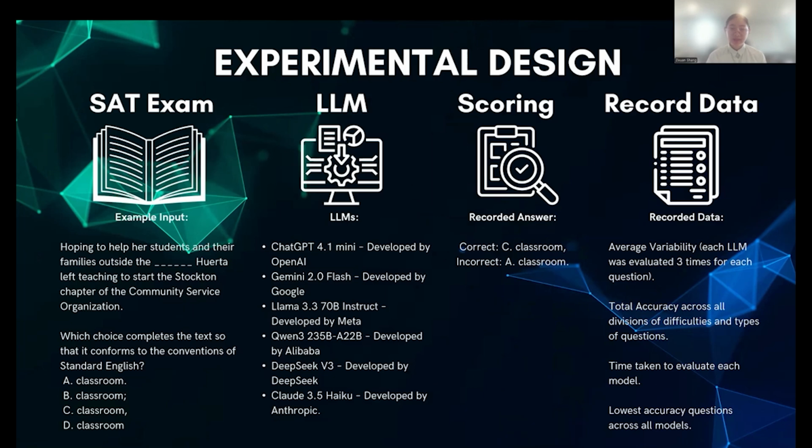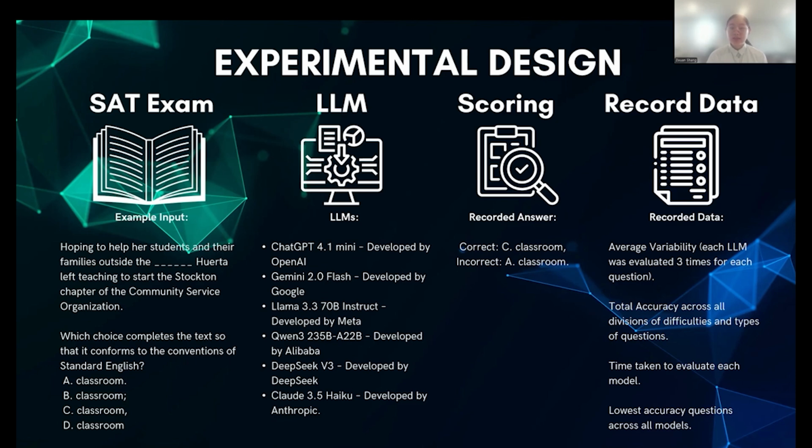So here's my experimental design. I first started with the SAT exam. For example, here's an input where there's a question, there's four choices, and you're supposed to choose one. And then the LLMs I chose were GPT 4.1 mini, ChatGPT 4.1 mini developed by OpenAI, Gemini 2.0 Flash developed by Google, Llama 3.3 70B Instruct developed by Meta, Qwen 3 235B A22B developed by Alibaba, DeepSeek V3 developed by DeepSeek, Claude 3.5 Haiku developed by Anthropic.